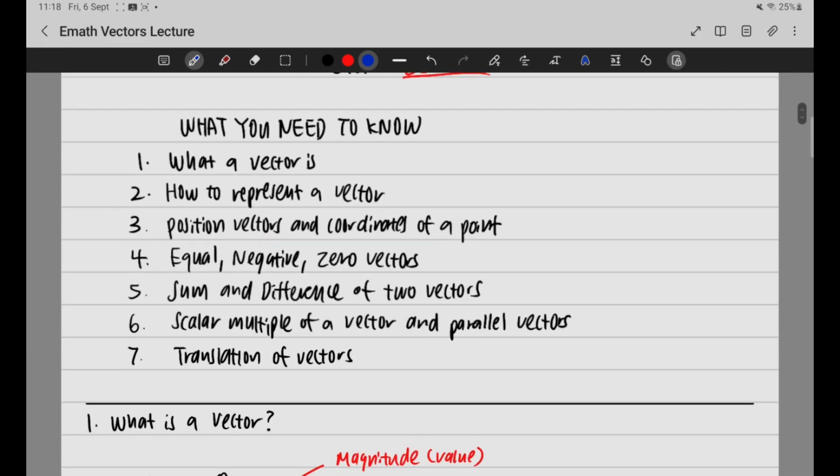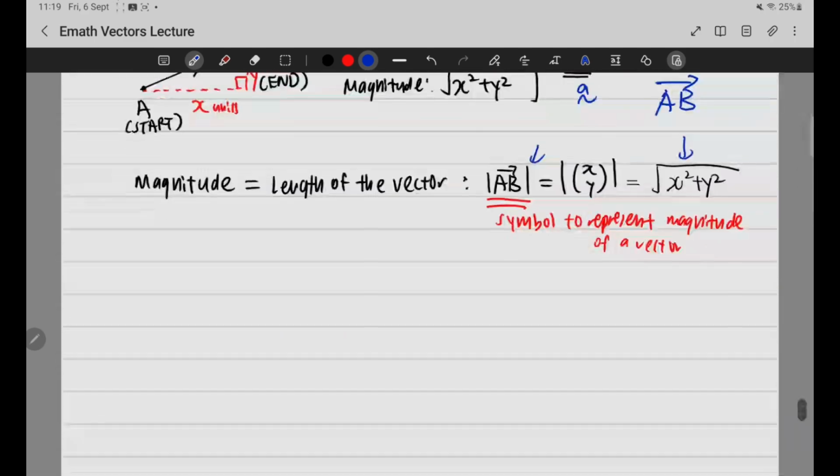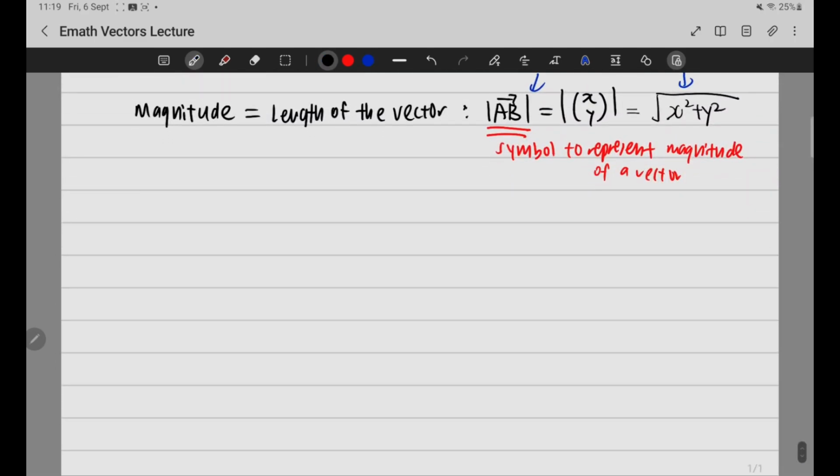Okay, so we have covered two things already. What is a vector? How do you represent a vector? Now let's move on to the next point, which is position vectors and coordinates of a point. I'm going to write it over here. Position vectors and coordinates of a point.